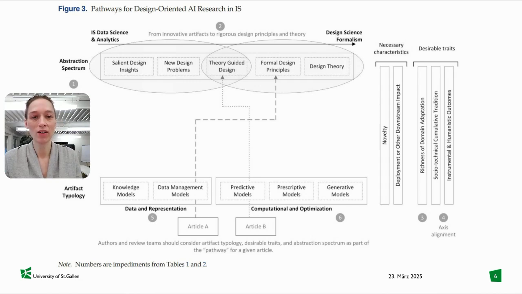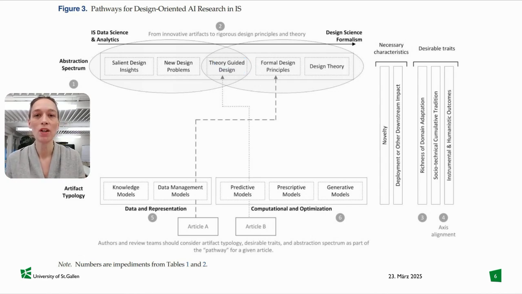So here at the bottom, you can see the artifact typology. So we have different types of artifacts that we create. For example, new knowledge models, new data management models, predictive models, prescriptive models, generative models. And for example, a certain article like Article A could create a new data management model, but then focus on the abstraction spectrum, on the formal design principles of designing such a model.